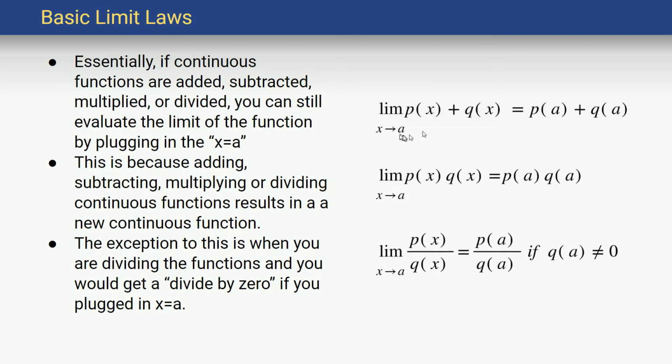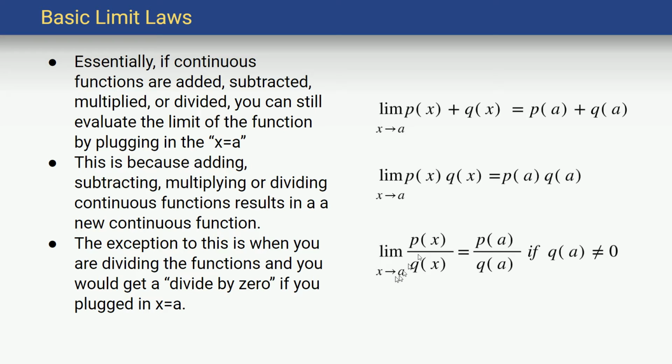And that's why in these rules here, the limit of p of x plus q of x as x approaches a is p of a plus q of a. So what I'm saying there is, if you want the limit as x approaches a, you just plug in a for the p and the q. And p and q are assumed to be polynomials here. Now, if you multiply functions together, same thing. Limit as x approaches a of p of x times q of x, you just plug in x equals a, get p of a times q of a.